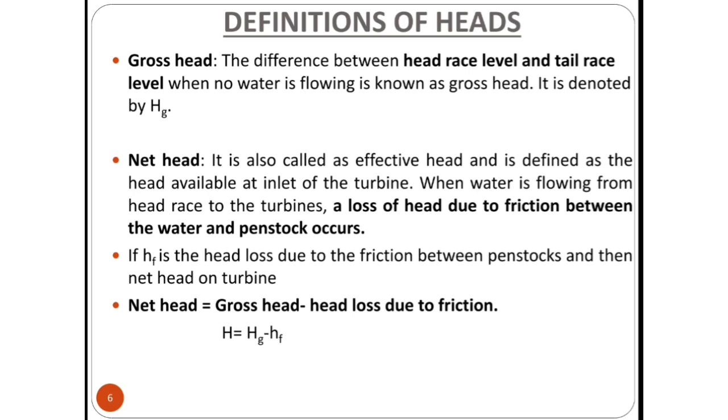First let us see what the different heads are. The first one is the gross head. Gross head is nothing but the difference between the head race level and the tail race level when no water is flowing. It is denoted by Hg. So gross head is nothing but the difference between head race level and tail race level when no water is flowing. It is denoted by Hg.